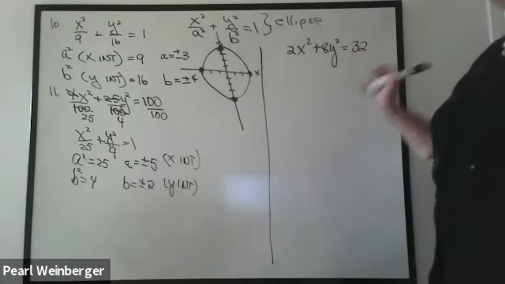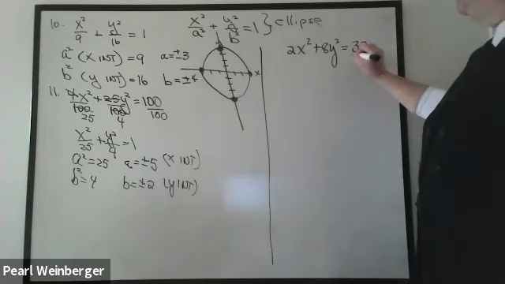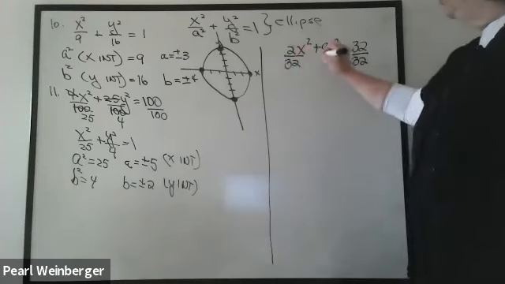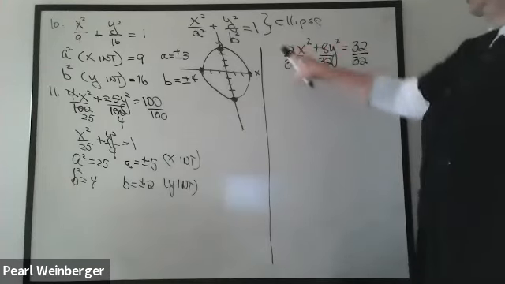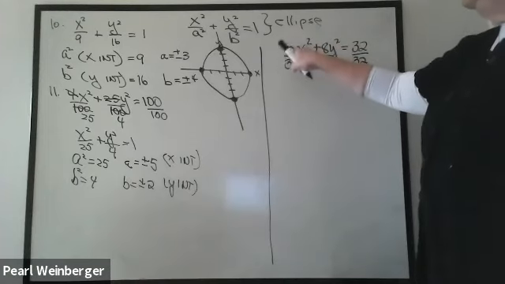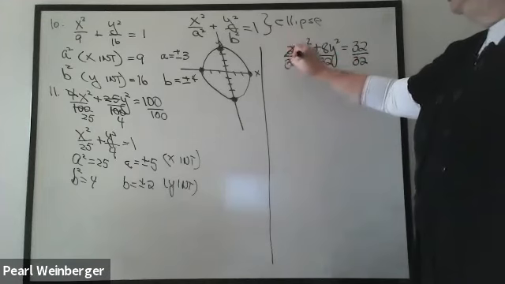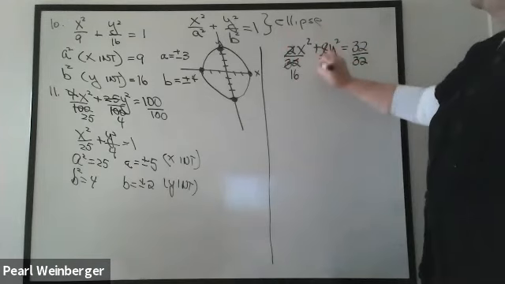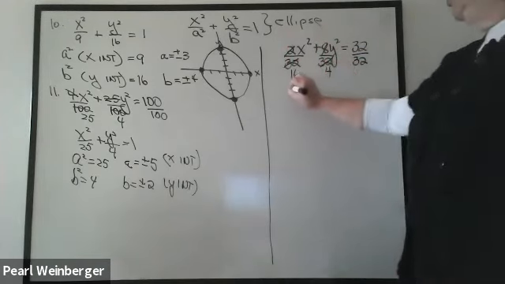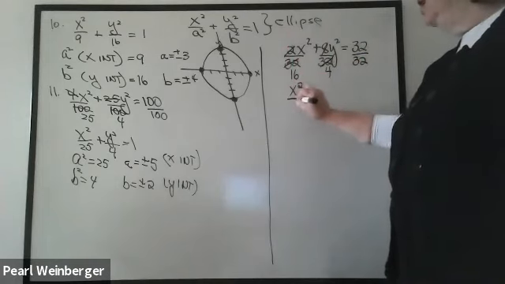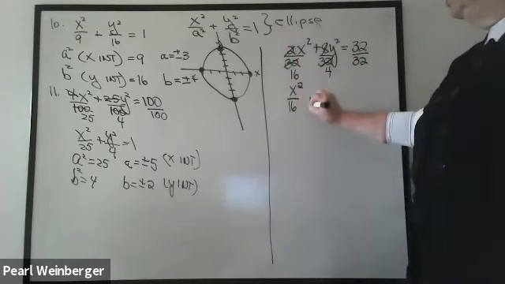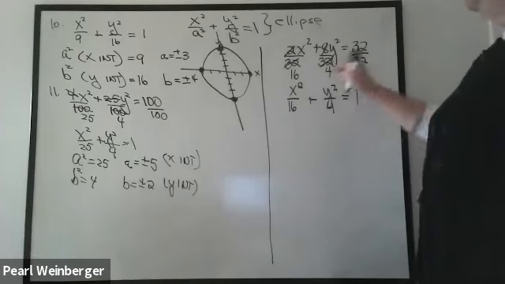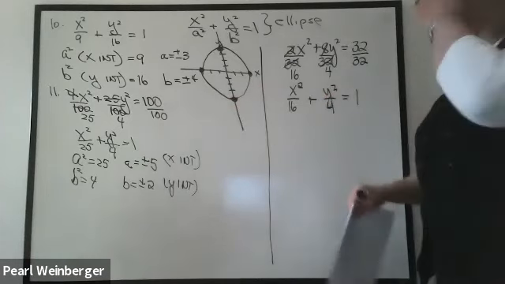And again, I want to put it in standard form. So this is 32. I'm going to divide everything by 32, and reduce the fractions. So here I can divide top and bottom by 32. So this will leave me 16. And here I can divide top and bottom by 8. And this will leave me 4. So my equation in standard form comes out to be x squared over 16 plus y squared over 4 equals 1.